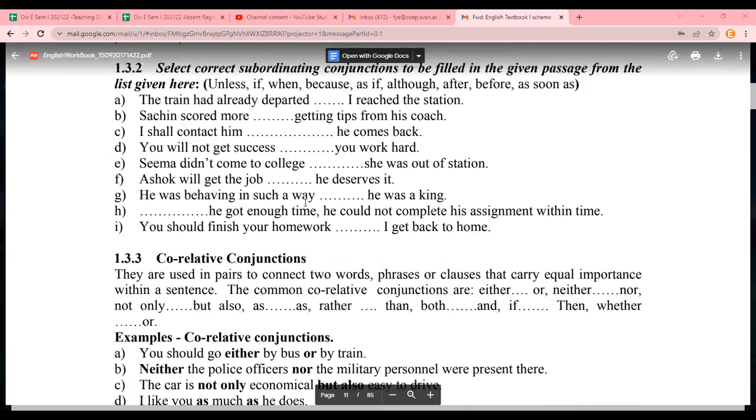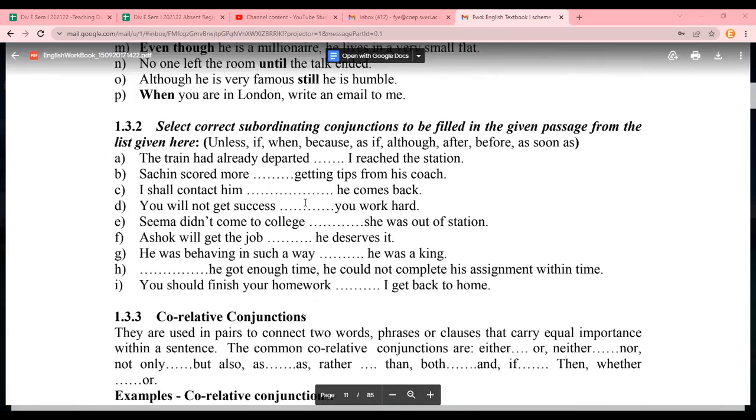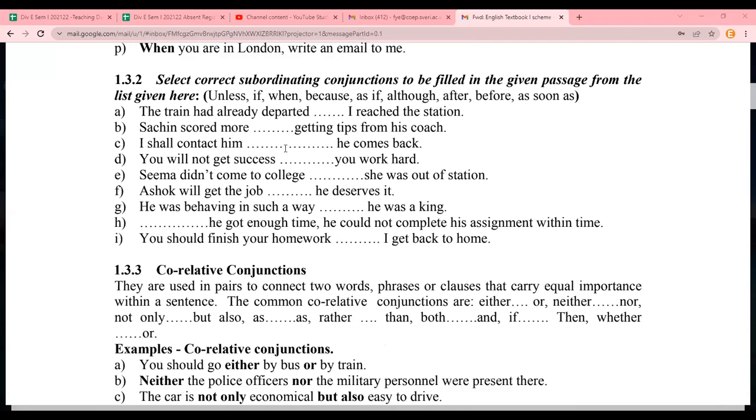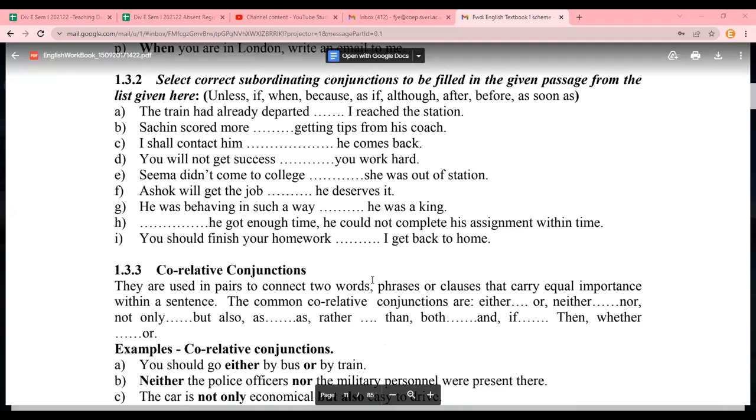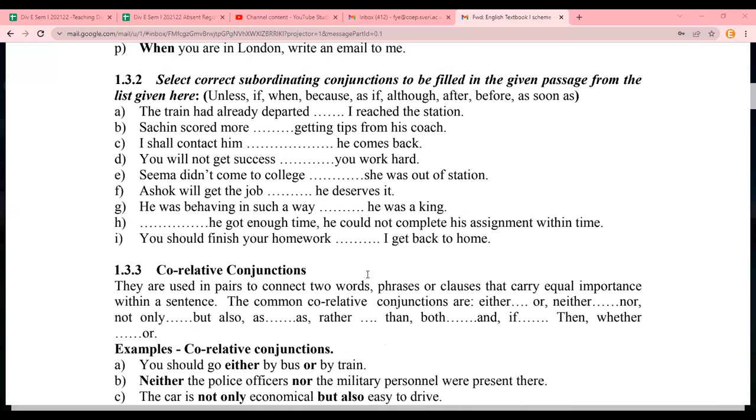So I think that one more exercise also we can go for. Last, I think that time is up, but still we will finish this. 5 minutes more are here. It says select correct subordinating conjunctions to be filled in the given passage from the list given here: unless, if, when, because, as if, although, after, before, as soon as.